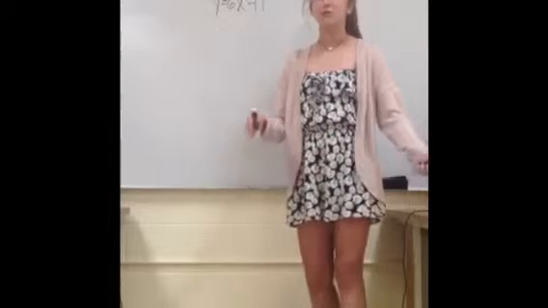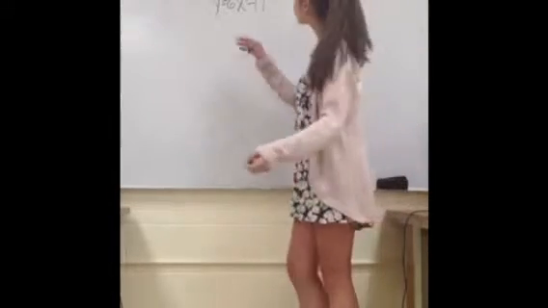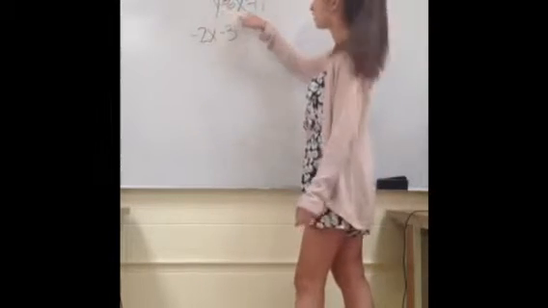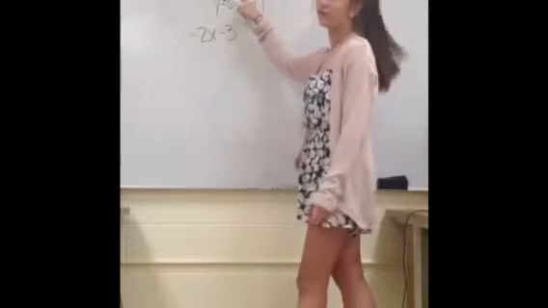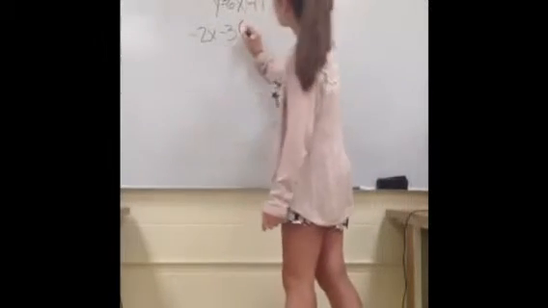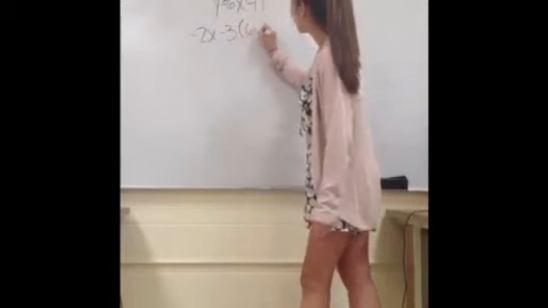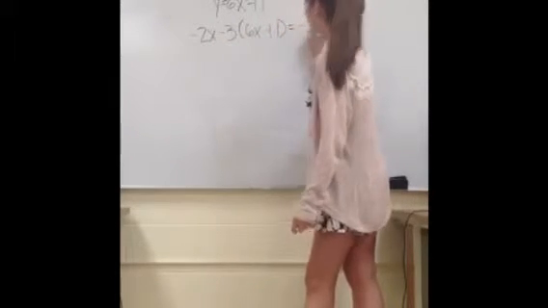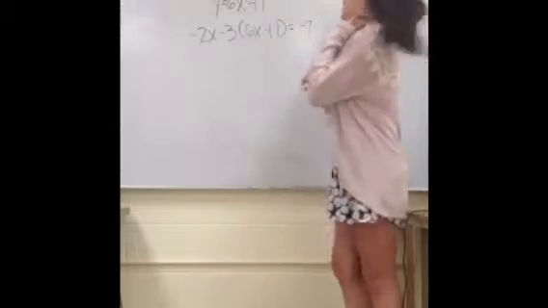You have to convert to slope-intercept form for elimination. So you can do negative, and then you plug in this for y. If you have one that's already in slope-intercept form, you can just plug in for that variable. So you put it in parentheses, 6x minus 11, equals negative 7.